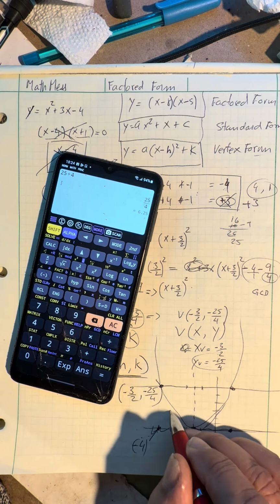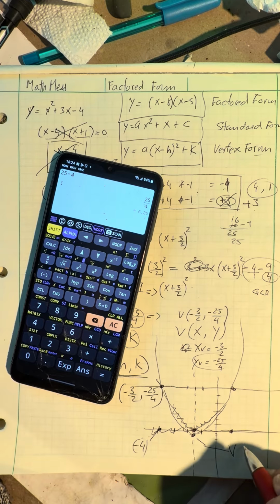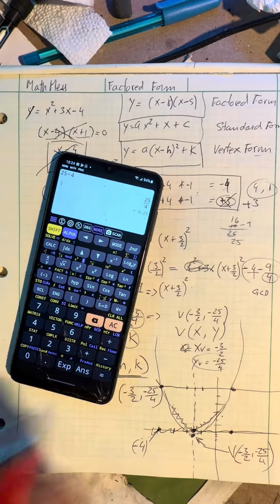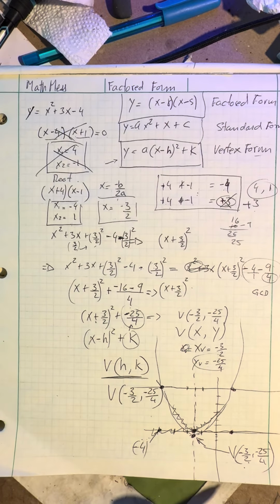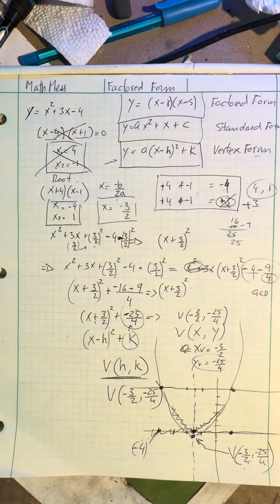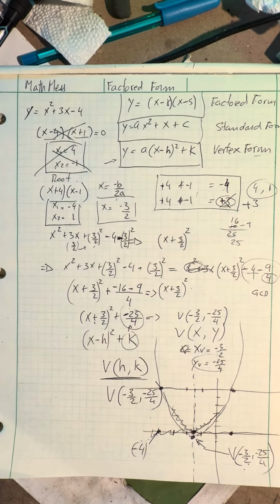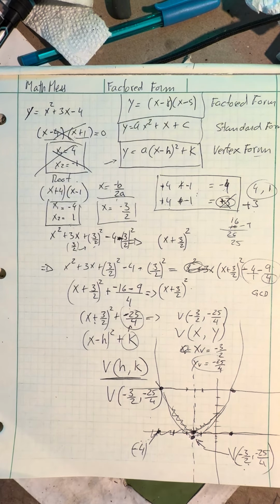And this point is the vertex, minus 25/4. That's the vertex. And this is called the line of symmetry, where the parabola is an exact copy of itself on both sides. And that concludes this problem. And you can see how fast we can get in trouble.